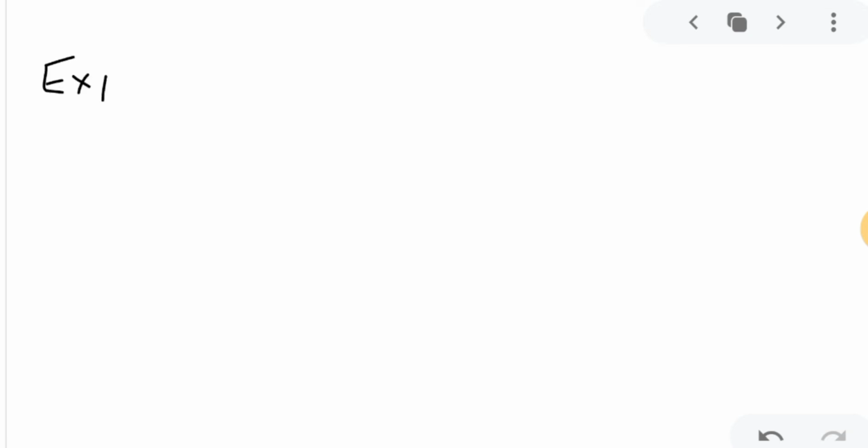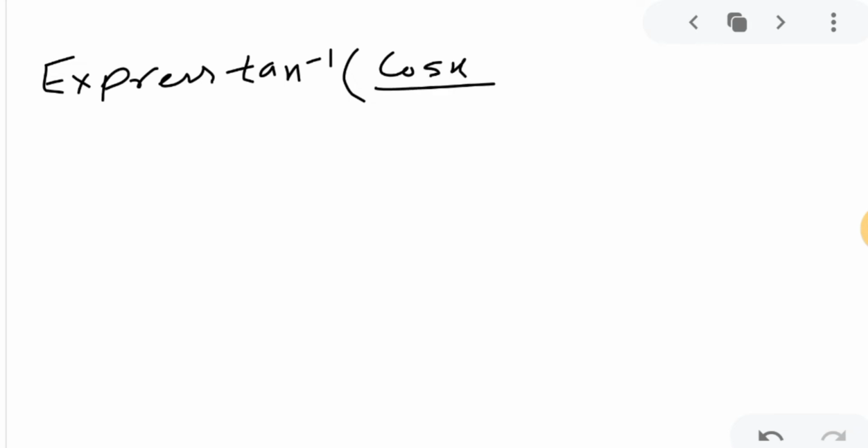The question is: express tan inverse of cos x divided by 1 minus sin x in simplest form.